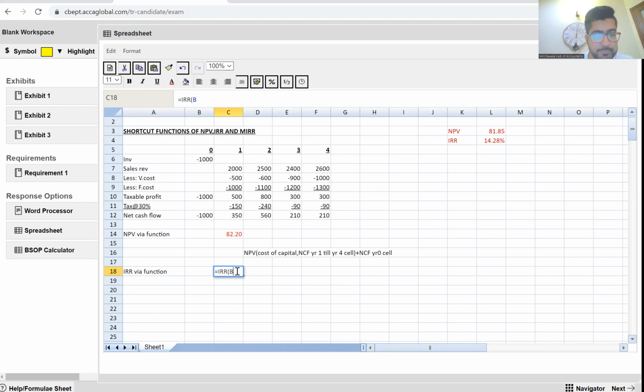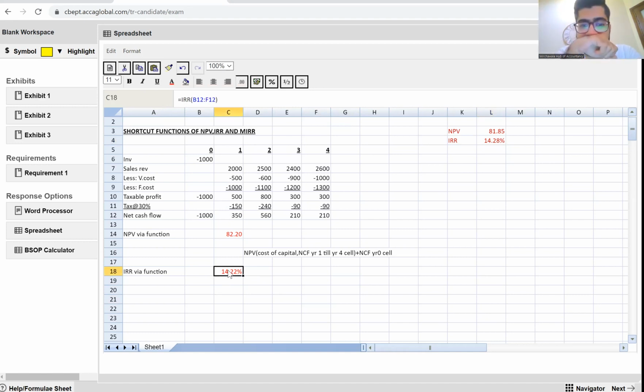So B12. Remember, in NPV, I didn't take B12. I started from C12, from year 1. But here, all net cash flows. B12 till, where's the last one? F12. IRR. Okay. It's unprofessional writing so many decimal places. So make this percentage to 2 decimal places. So put the percentage tab, 2 decimal places, it's 14.22%. Remember, you got it here 14.28, it's 14.22.